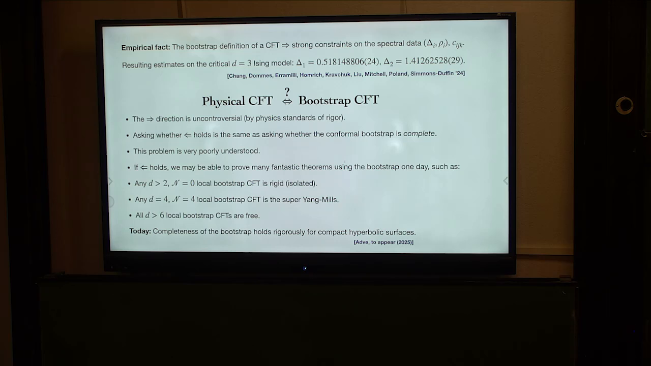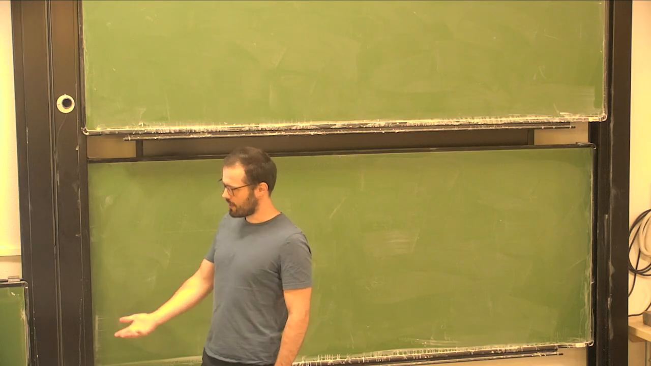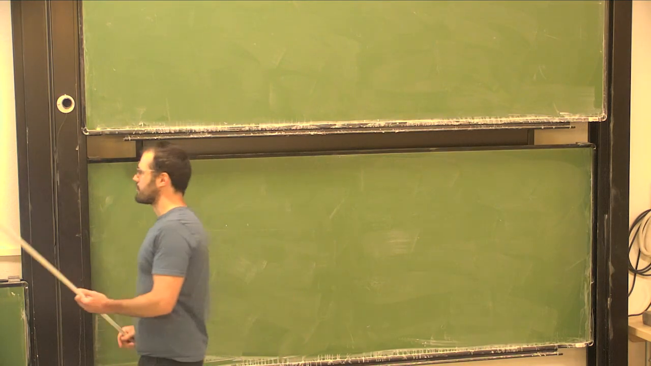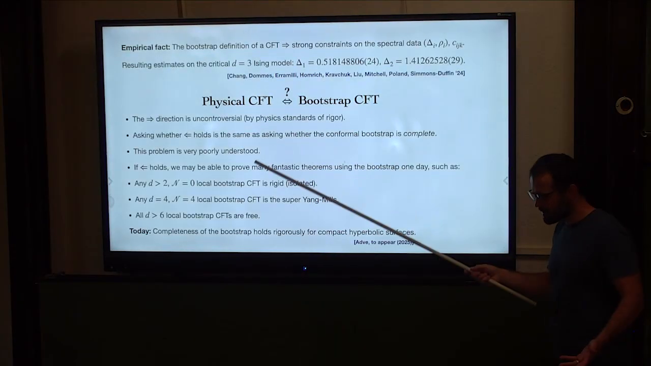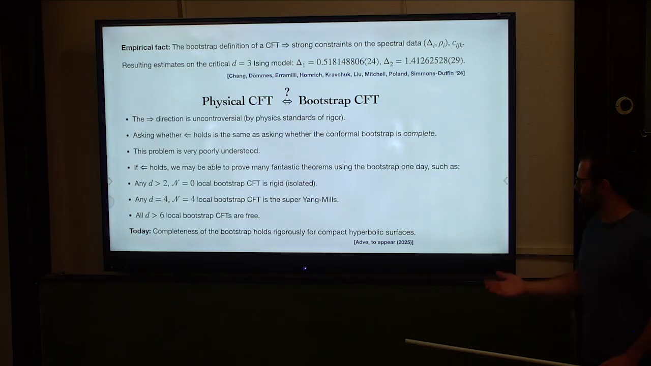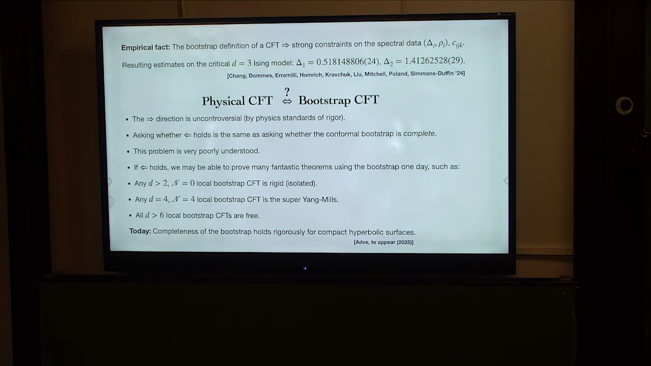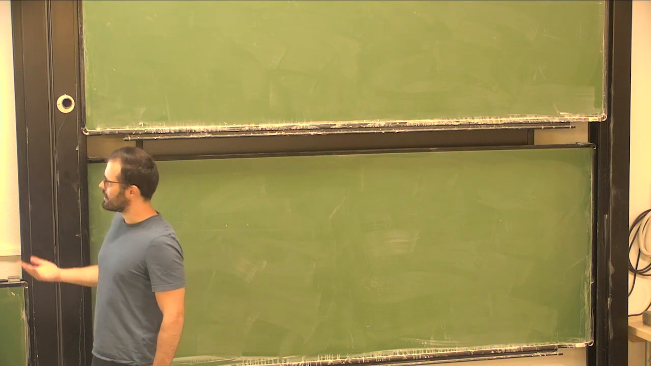this kind of suggests that the bootstrap definition knows a lot about the actual physical notion of CFT, even though this is not guaranteed. So this direction, going from physical CFT to bootstrap CFT, is more or less uncontroversial, even though of course we know it's still hard to prove that some kind of RG fixed point is conformally invariant, but at least by physics standards of rigor, this is not really usually questioned. But going in the opposite direction is much less obvious.